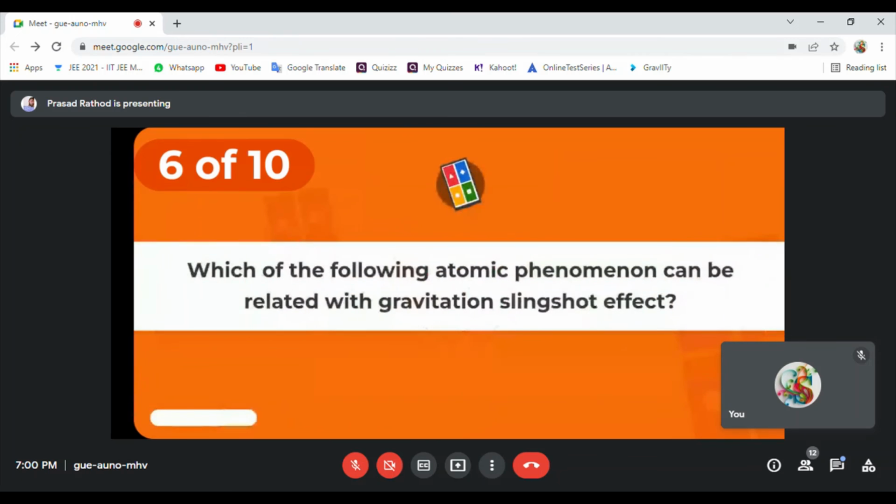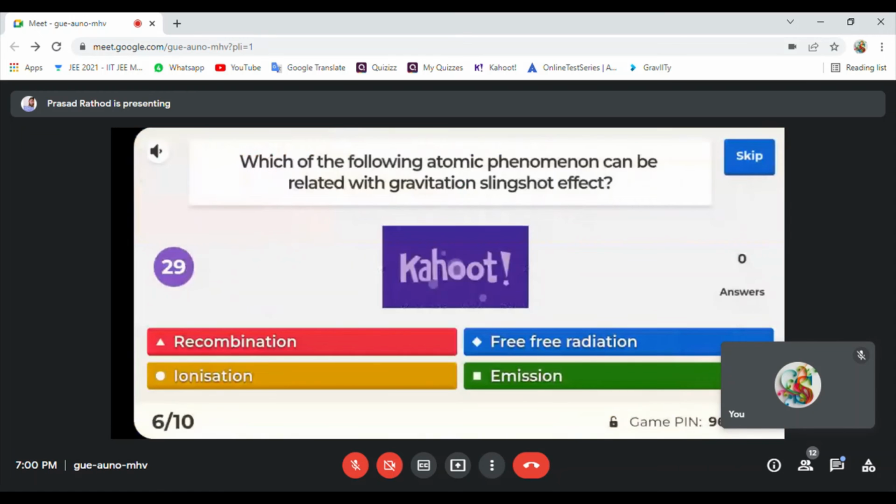The next question is: which of the following atomic phenomena can be related with gravitational slingshot effect? Okay, so recombination for red, free radiation for blue, ionization for yellow, and emission for green. Which of the following atomic phenomena can be related with gravitational slingshot effect? Recombination for red, free radiation for blue, ionization for yellow, and emission for green.